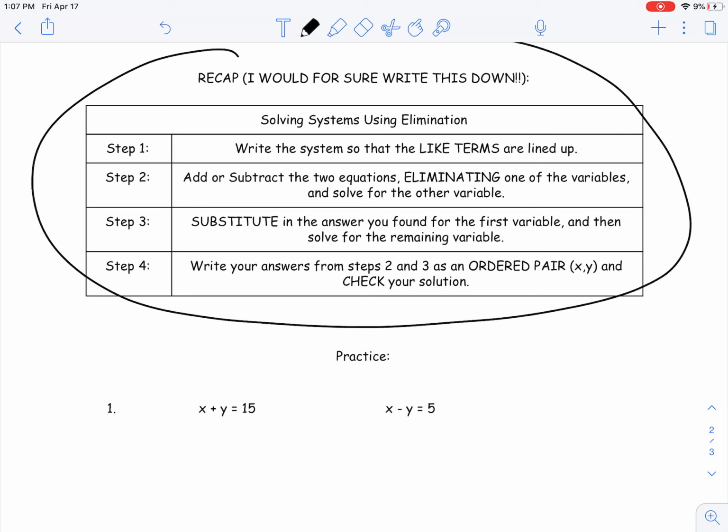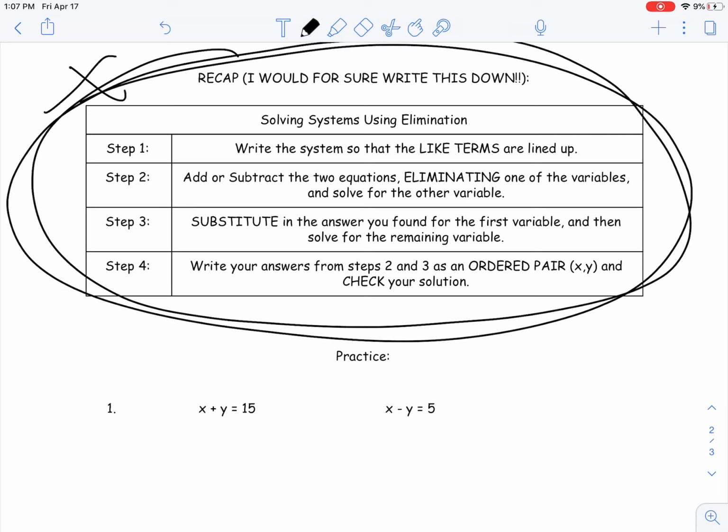Recap. These are the steps listed out for you. Notice I say I would for sure write this down. Solving systems using elimination. Step 1. Write the system so that the like terms are lined up. Step 2, add or subtract the two equations, eliminating one of the variables. Solve for the other variable. Step 3, substitute in the answer you found for the first variable and solve for the remaining variable. Step 4, write your answers from steps 2 and 3 as an ordered pair and check your solution.